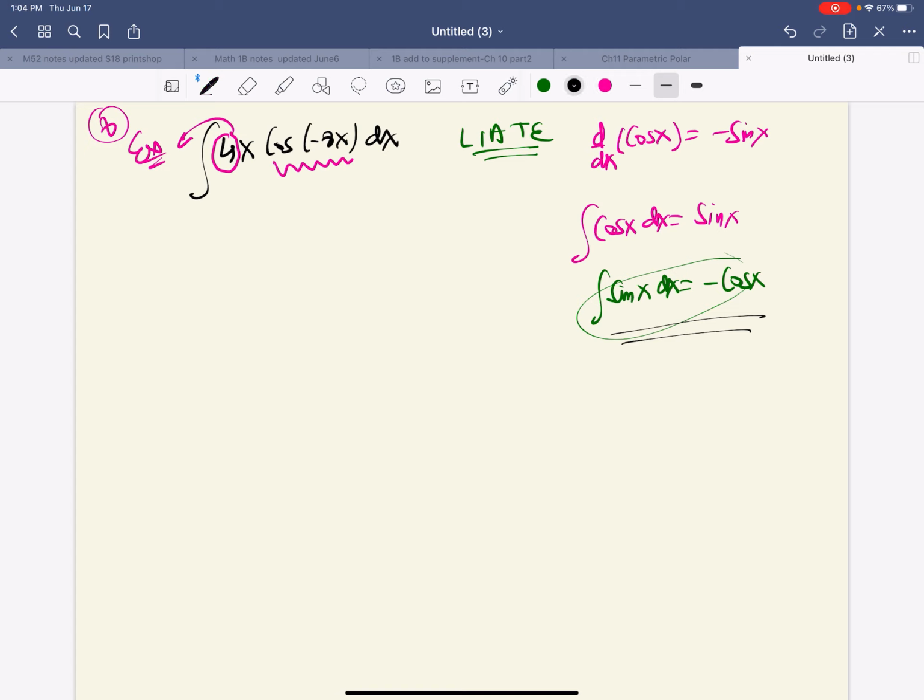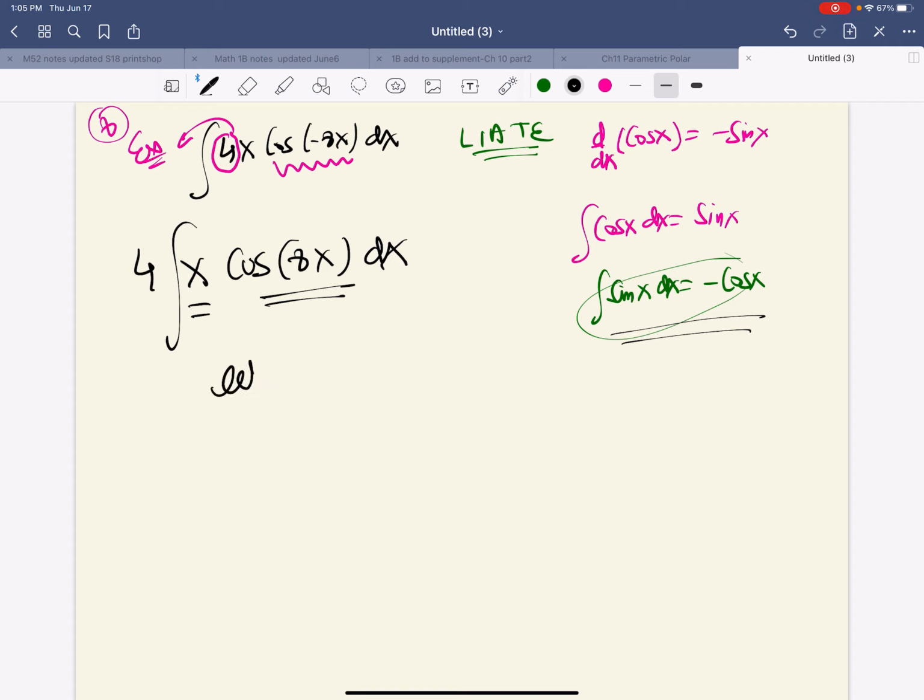I'm going to make my life easy. I'm going to pull the 4 out. And I also know that cosine is an even function, so a negative inside cosine doesn't have to be there. So I'm going to change it to cosine of 8x dx. Now I can do integration by parts.